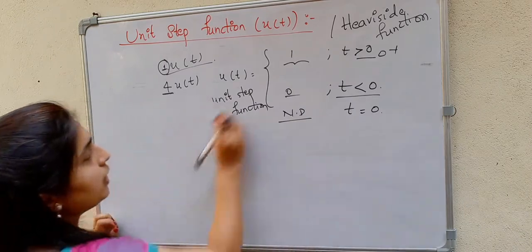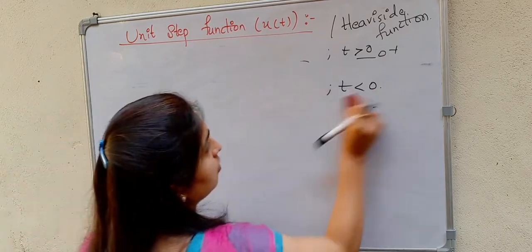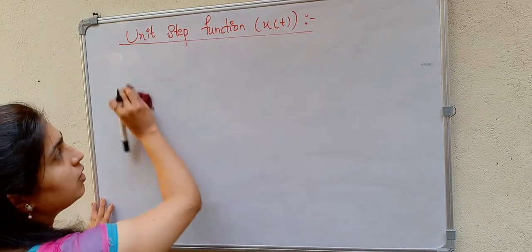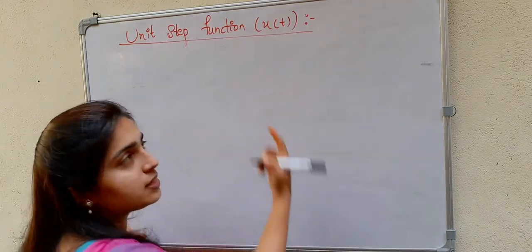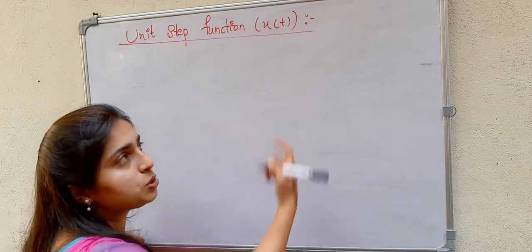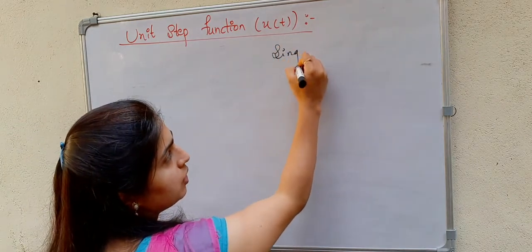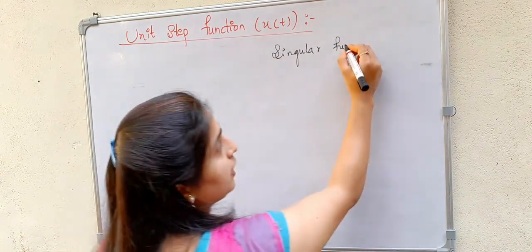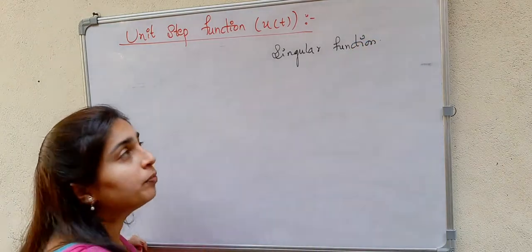This is also called a singular function. Okay, singularity, singular functions. Why? Because at a particular point it is discontinuous. If that function becomes discontinuous, then we can call it a singular function. At the singularity point, it will be discontinuous. Here the function is discontinuous at t is equal to 0.